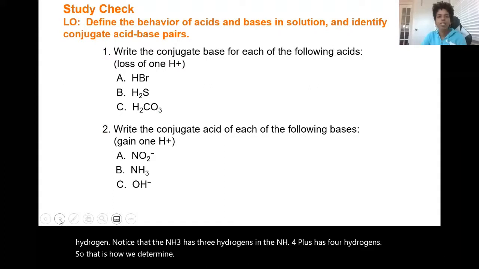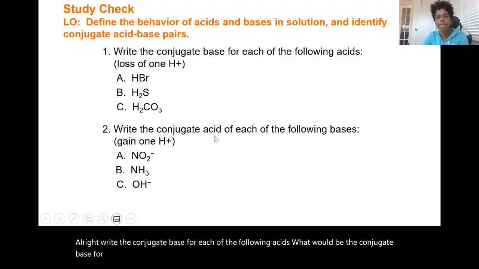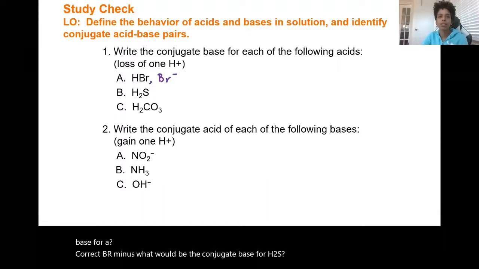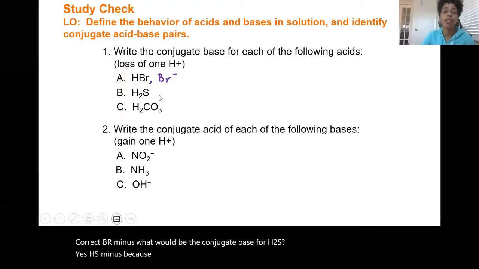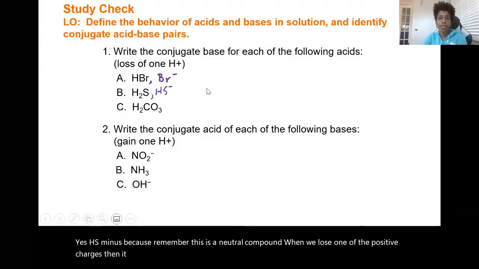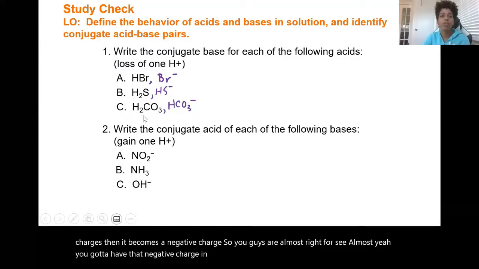All right, write the conjugate base for each of the following acids. What would be the conjugate base for A? Br-. What would be the conjugate base for H2S? Yes, HS-, because remember, this is a neutral compound. When we lose one of the positive charges, then it becomes a negative charge. You're almost right for C, almost. You've got to have that negative charge in there. So whenever you lose a proton and it's a neutral substance, you end up having a negative charge.